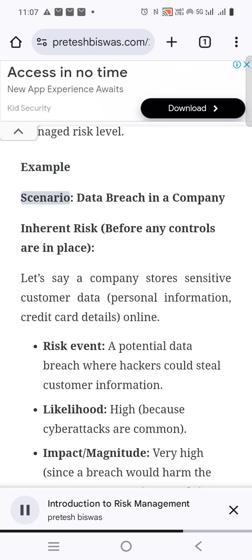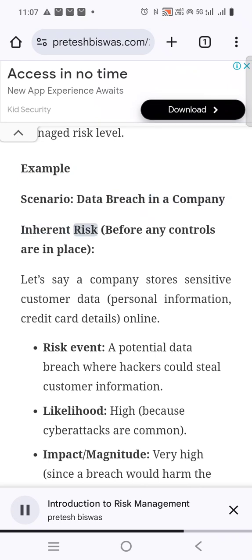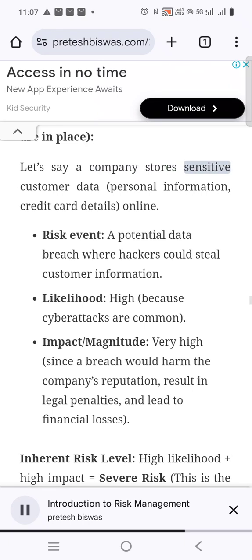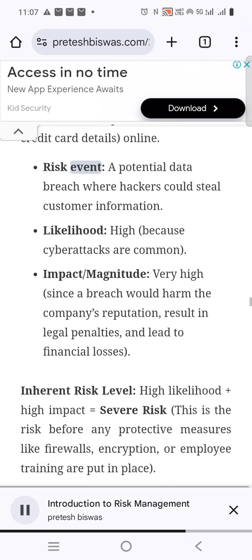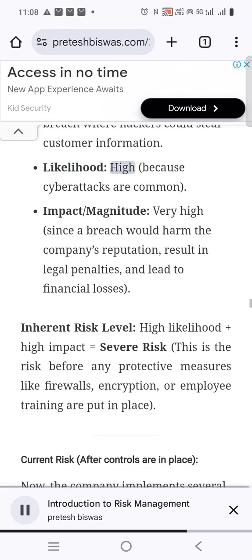Example. Scenario: data breach in a company. Inherent risk, before any controls are in place. Let's say a company stores sensitive customer data, personal information, credit card details, online. Risk event. A potential data breach where hackers could steal customer information. Likelihood. High, because cyberattacks are common.